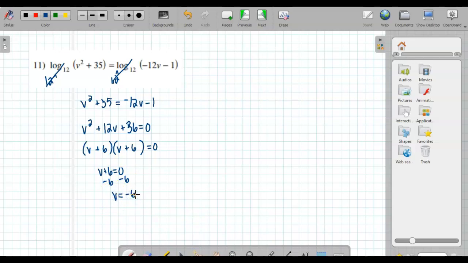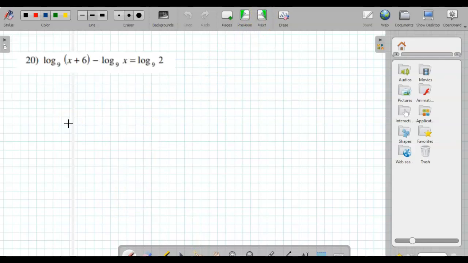Now, as always, we do need to check to make sure that this does not give us a negative. Negative 6 squared is positive 36, so we're going to get a positive value here. Negative 12 times negative 6 is going to be positive 72 minus 1. We're going to get a positive value here. So this is a valid answer.